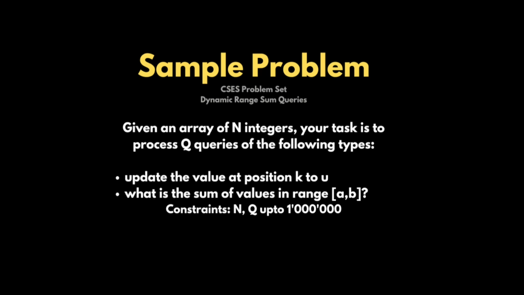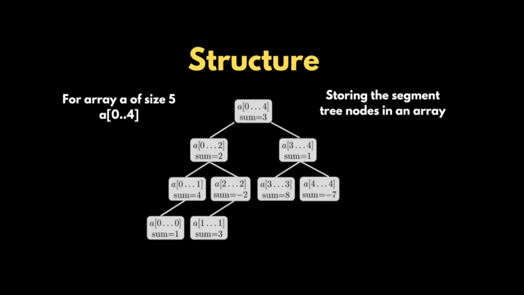Let's look at a sample problem which is from CSES. Given an array of n integers, you are asked to process q queries of the following types. First one is to update the value at position k with new value u, and the next query is to find the sum of values in a particular range. And the constraints are fairly large, hence the naive approach is not possible. So this is where we are going to apply segment trees.